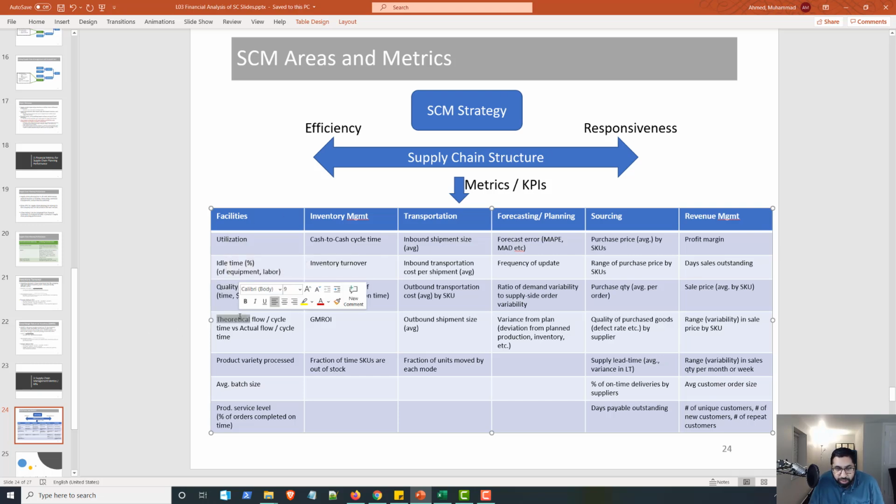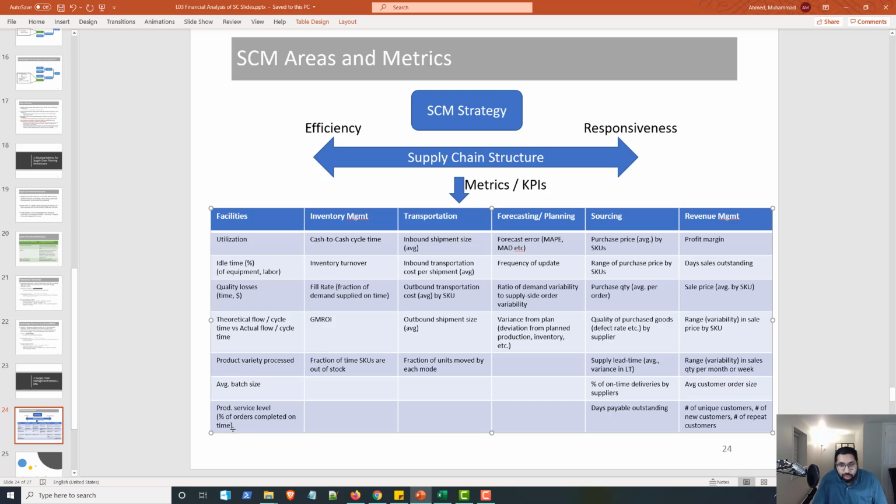Quality: what is your flow cycle time, desired versus actual? How much product variety are you processing? Again, if you want to be responsive, you may have a higher variety because you're being responsive to customers' demand. If you're being efficient, you may cut down the number of SKUs to be more efficient, right? Batch size. Bigger batch sizes can sometimes lead to efficiencies, but low on responsiveness. Smaller batch sizes can give you more responsiveness, but less efficiency. So again, where you want to go with this metric depends on your strategy.